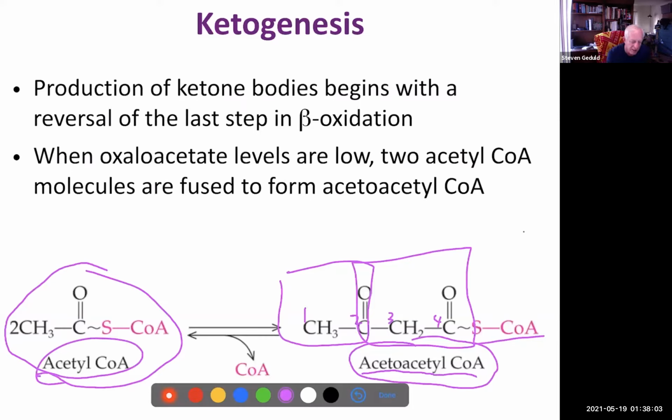And this is a ketone body. Here's your ketone right here. So those are ketone bodies. This is a reverse step of how you make acetyl coenzyme A. When oxaloacetate levels are low, 2 acetyl coenzyme A molecules are fused to form acetoacetyl coenzyme A. Remember, when oxaloacetate is low, you're not going to run the citric acid cycle because you need it to bond to the coenzyme A. So you build up acetyl coenzyme A, you get too much of it, and it starts to form acetoacetyl coenzyme A.